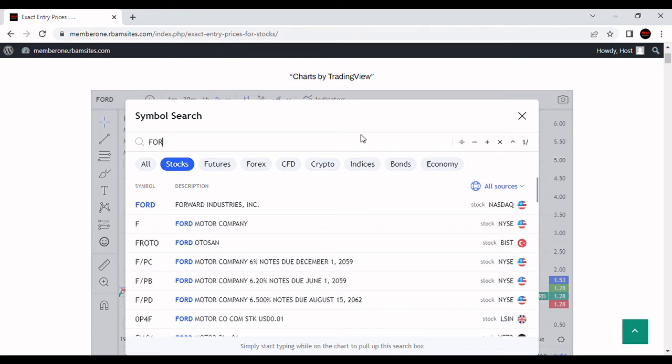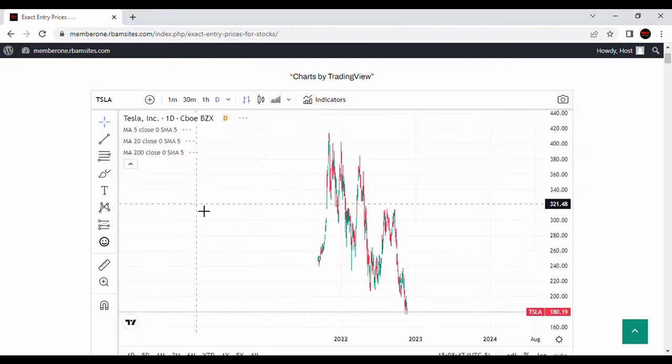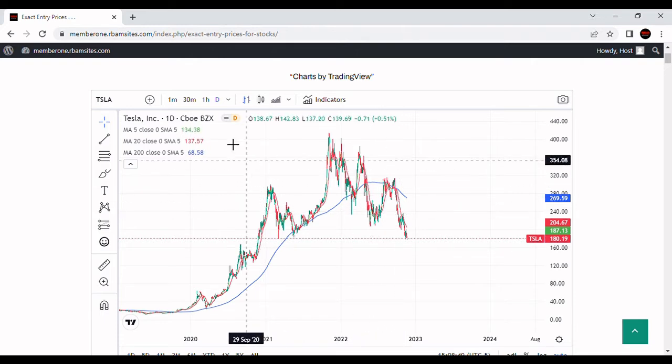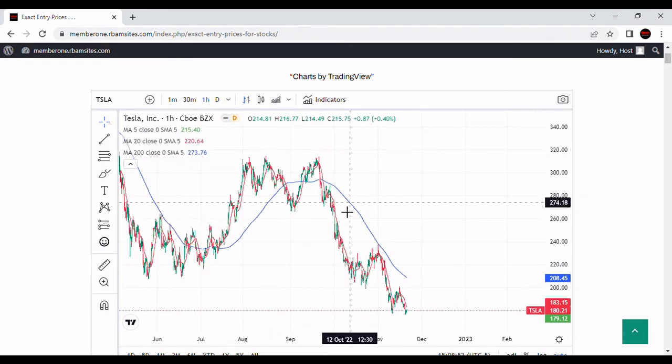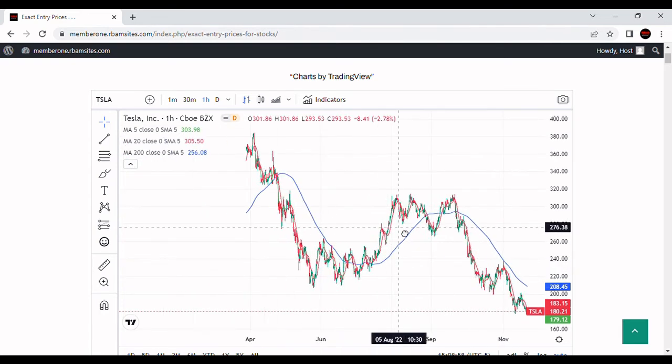Let's take a look real quick because it's very important. You can do the same thing on shorter or longer period charts. This is a daily chart of Tesla. Here's an hourly chart of Tesla. If I hadn't told you that was an hourly chart, you would have a hard time knowing it. But that's an hourly chart, and the same rules apply.